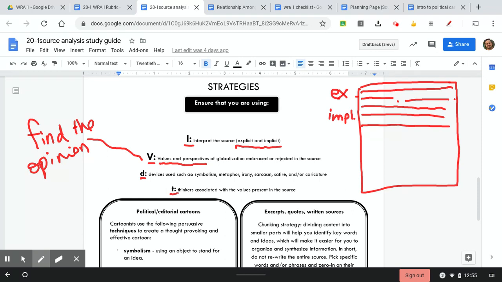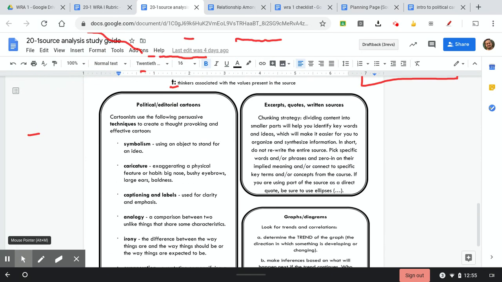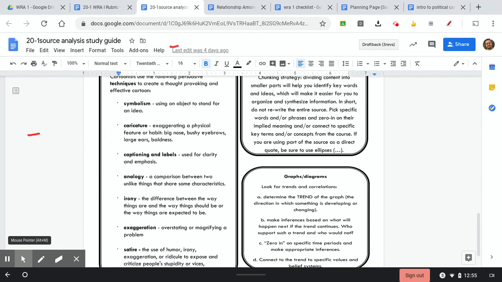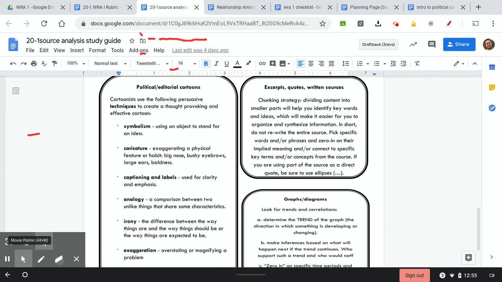So that's the IVDT method. It's imperative you use it. Now let's pay some more attention to the devices. So political and editorial cartoons. If we're looking at a political cartoon, they use several different persuasive techniques to create a thought-provoking and effective cartoon. Let's look at each one of these in detail.